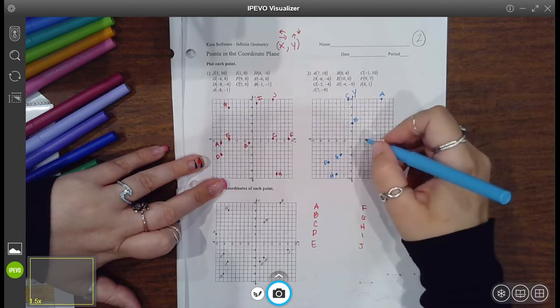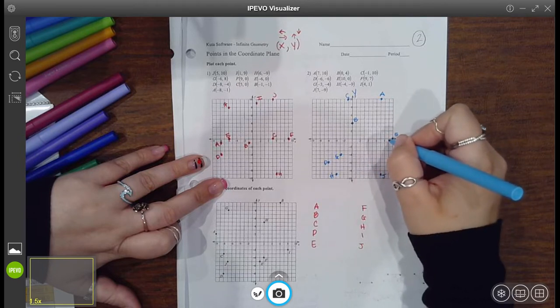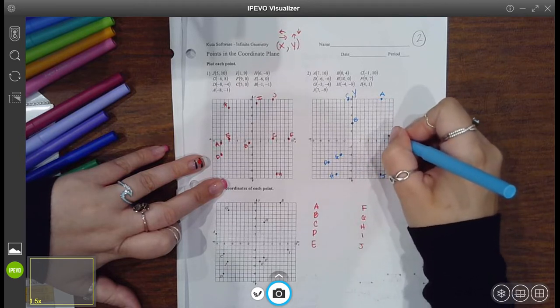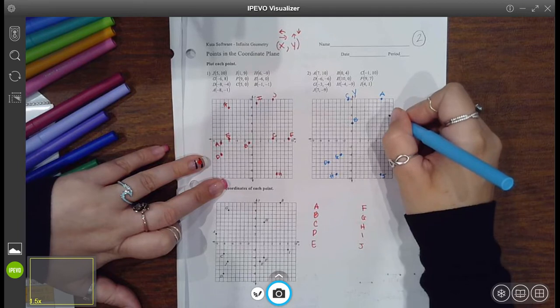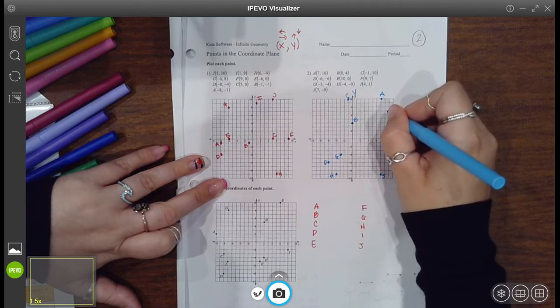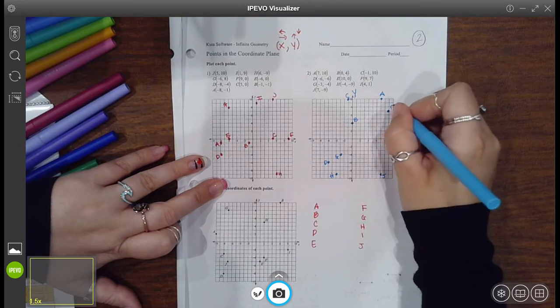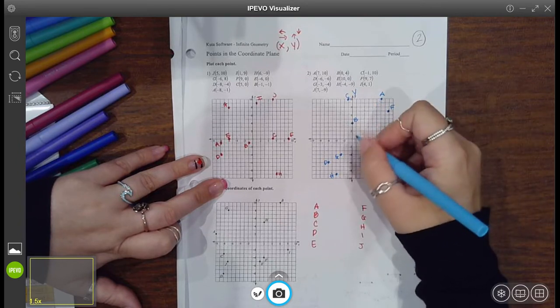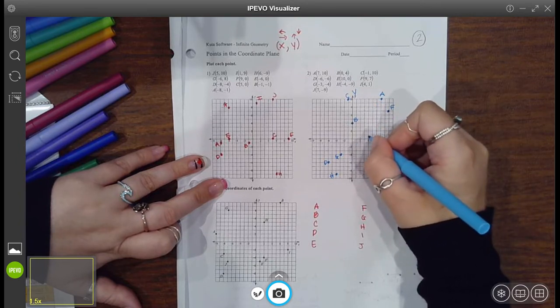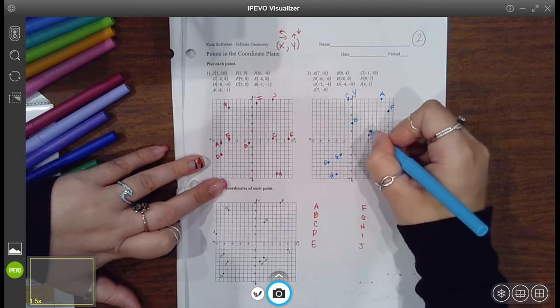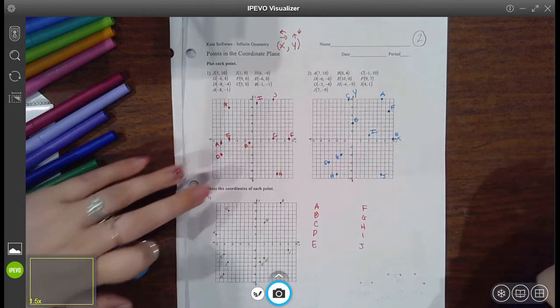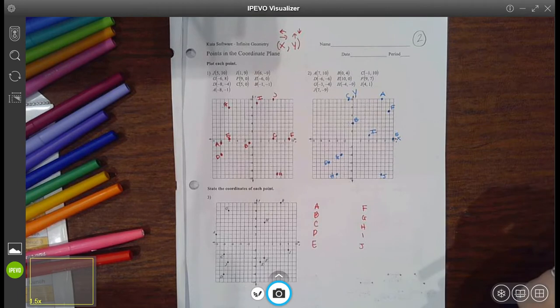F is right or left. Should go right 9 and up or down. Up, how many? 7. Right between the 6 and the 8. And finally, you go right 4 and then up 1, and that would be point I. Okay, so those are if they tell you to go ahead and graph those.